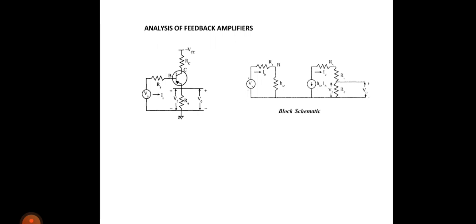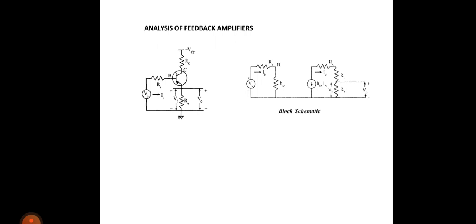First, identify the feedback element. What is the feedback element given here? RE is the feedback element, which is connected in between input and output. The output is directly connected across the feedback element, therefore it is voltage sampling. This feedback element is connected to the ground. It is not going back to the base of the transistor, therefore it is series mixing. Therefore this is a voltage series feedback amplifier, which is a voltage amplifier.